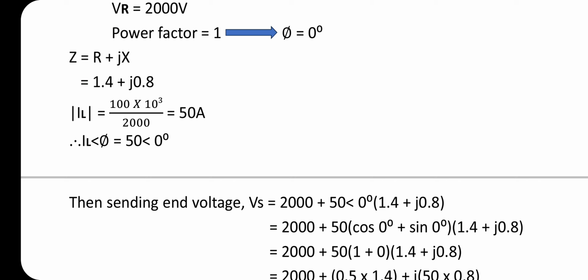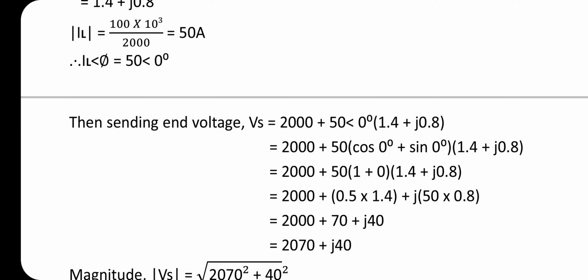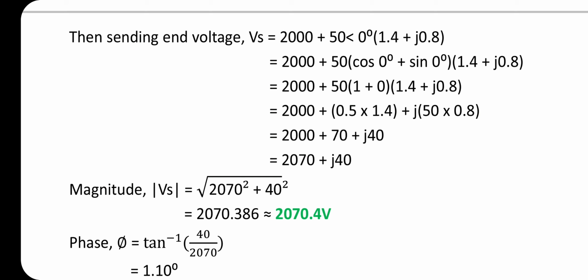Then sending end voltage Vs equal to 2000 plus 50 angle 0 degree into 1.4 plus j0.8, which is equal to 2000 plus 50 into cos 0 degree plus j sin 0 degree into 1.4 plus j0.8, which is equal to 2000 plus 50 into 1 plus 0, that is cos 0 is 1 and sin 0 is 0, into 1.4 plus j0.8. Then we get 2000 plus 50 into 1.4 plus j into 50 into 0.8. After simplification, we get 2070 plus j40.